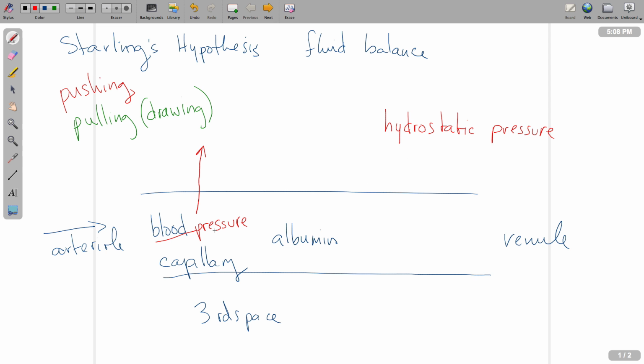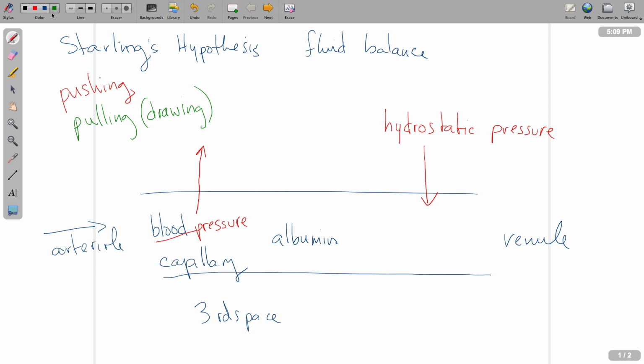So the blood pressure is a pushing force. It pushes fluid outside the capillary. And in the third space, we also have a pushing force that is called the hydrostatic pressure. And that favors the movement of fluid from the third space into the capillary space itself.